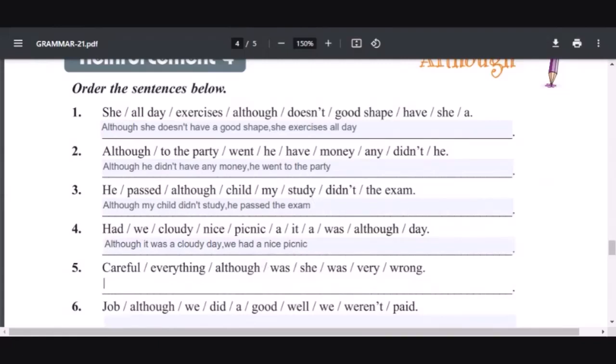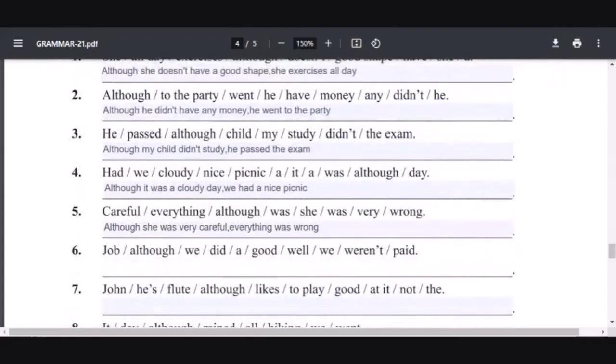Although she was very careful, everything was wrong. Everything was wrong. Okay. Next one, number 6.